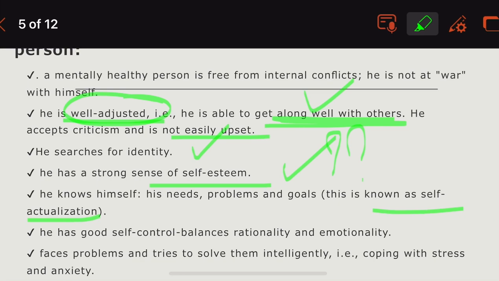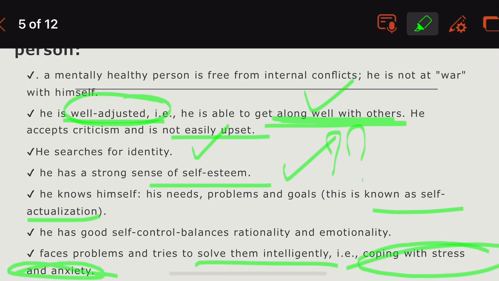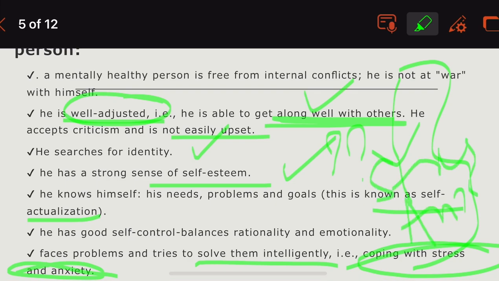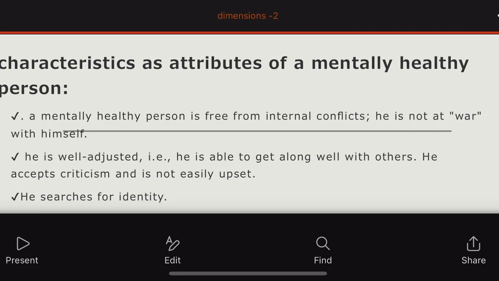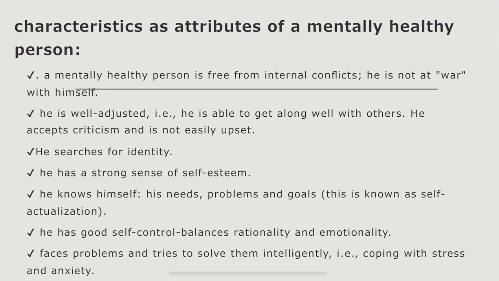He has good self control, balances rationality and emotionality. He faces the problems, tries to solve them very intelligently. He copes with the stress in the society as well as the anxiety he is facing. So a mentally healthy person will take up the stress very well. He will not be affected by any type of anxiety and all such disorders. Anxiety disorders, depression and all, he'll be fit. He has self actualization, good self esteem, and has a good productivity to the society.